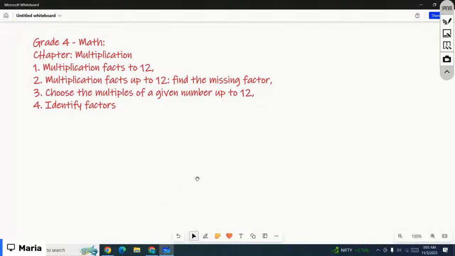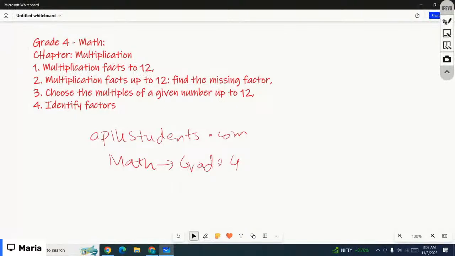So you can find all the lessons on aplusstudents.com. You have to log in there using your email address and password as provided by the administrator. Then you have to select math from the subject tab, scroll down to grade 4 and then click on view all lessons. There you can find a list of the chapters. We're going to start with the chapter multiplication.